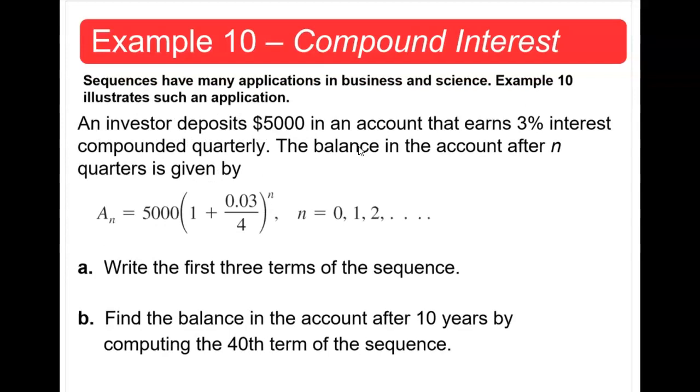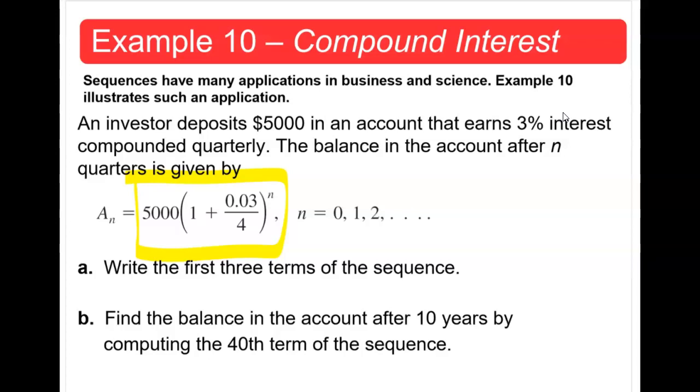Okay, so another application of sequences or series will be in business and science. And this example shows you one of those applications. It says an investor deposits 5,000 in an account that earns 3% interest compounded quarterly. The balance in the account after n quarters is given by the equation that you see here, for n equal to 0, 1, 2, and so on.